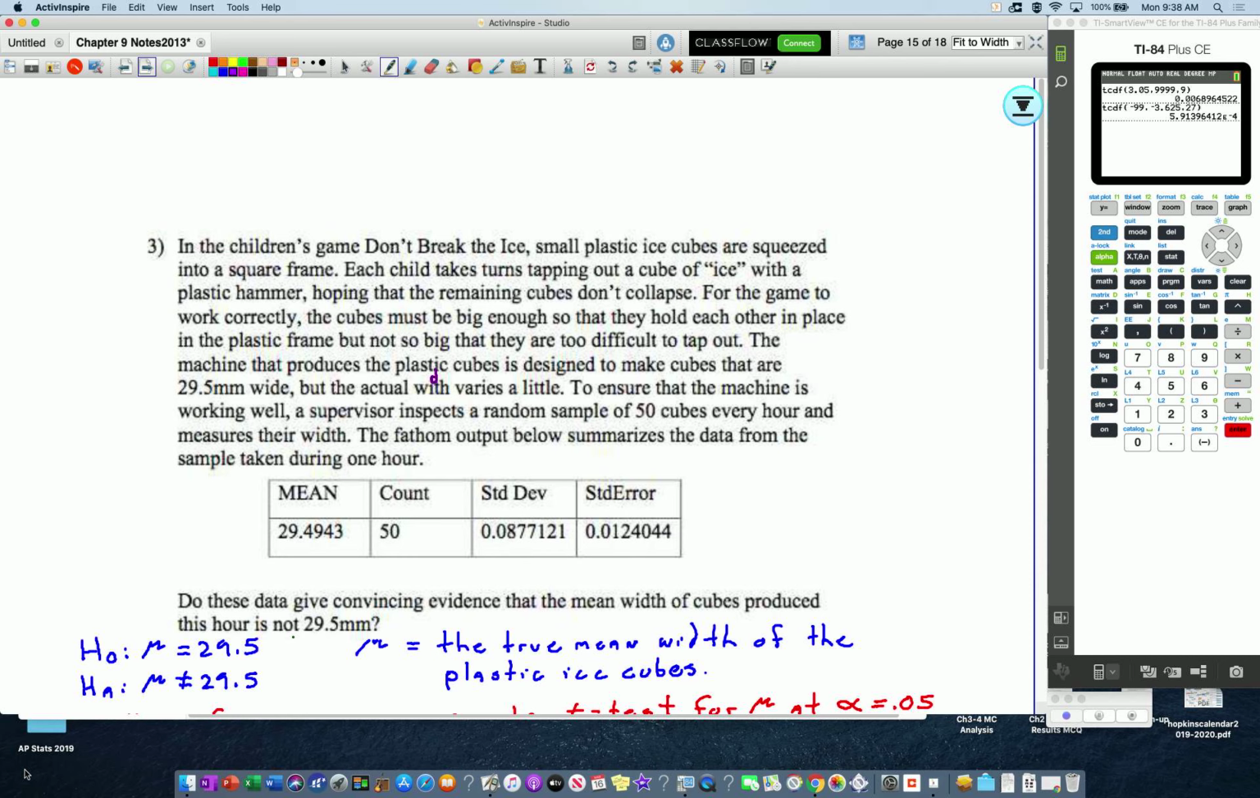So what is our null hypothesis? Well, we're going to assume that, hey, everything's okay. All these ice cubes have a width of 29.5 millimeters. So mu is the true mean width of the plastic ice cubes. The alternative would say they're not equal to 29.5. Too small, they're not going to be able to hold each other together inside. Too big, you're not going to be able to put them in the frame. So they've got to be 29.5.